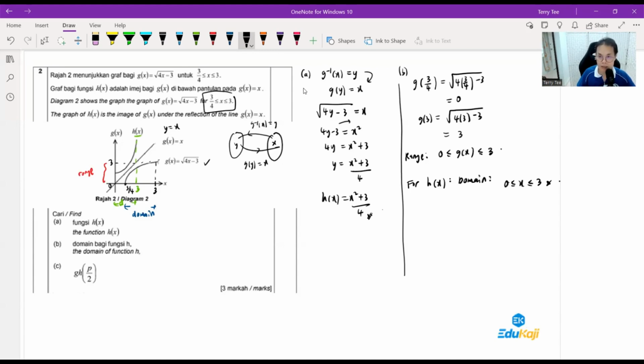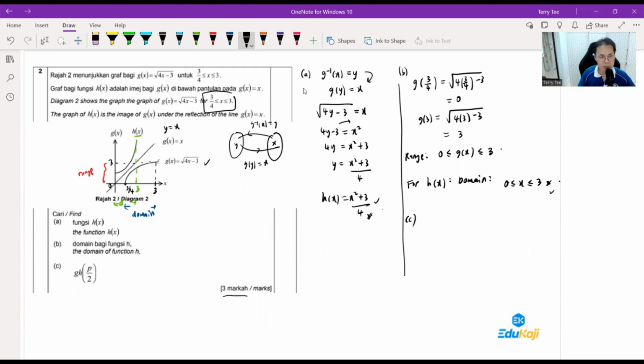Okay, last part, C. G, H, P over 2. Okay, you can see this is only 3 marks. Actually, you don't do a lot of working here. All right, in fact, the first one we can actually do a shortcut. We don't have to do so long because it's 1 mark for each answer. So you can just do this mentally. You can just do this quickly here because it's 1 mark for the final answer, this one.